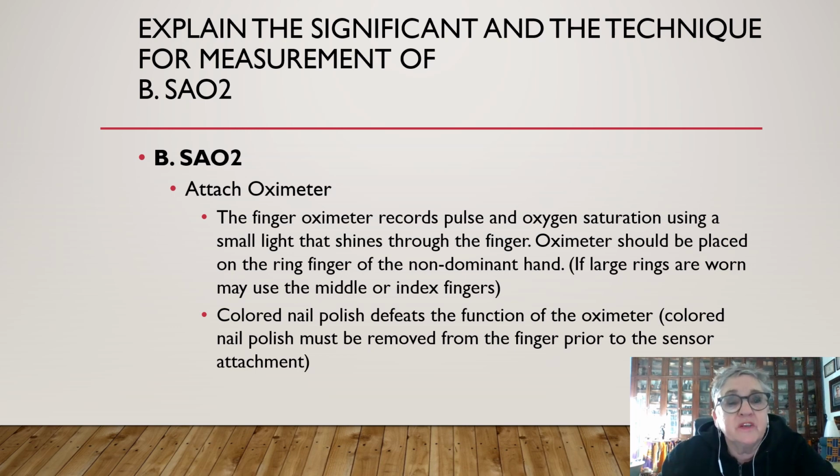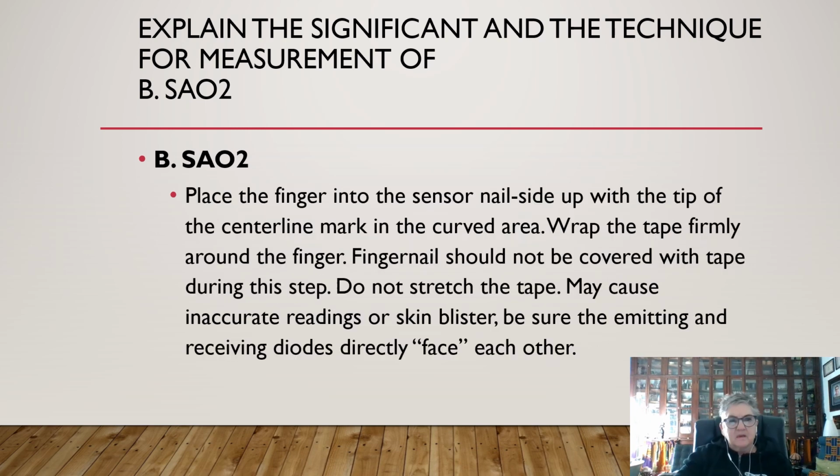Colored nail polish defeats the function of the oximeter. It must be removed from the finger prior to the sensor attachment. Place the finger into the sensor nail side up with the tip of the center line mark on the curved area. You wrap the tape firmly around the finger. The fingernail should not be covered with tape during this step.